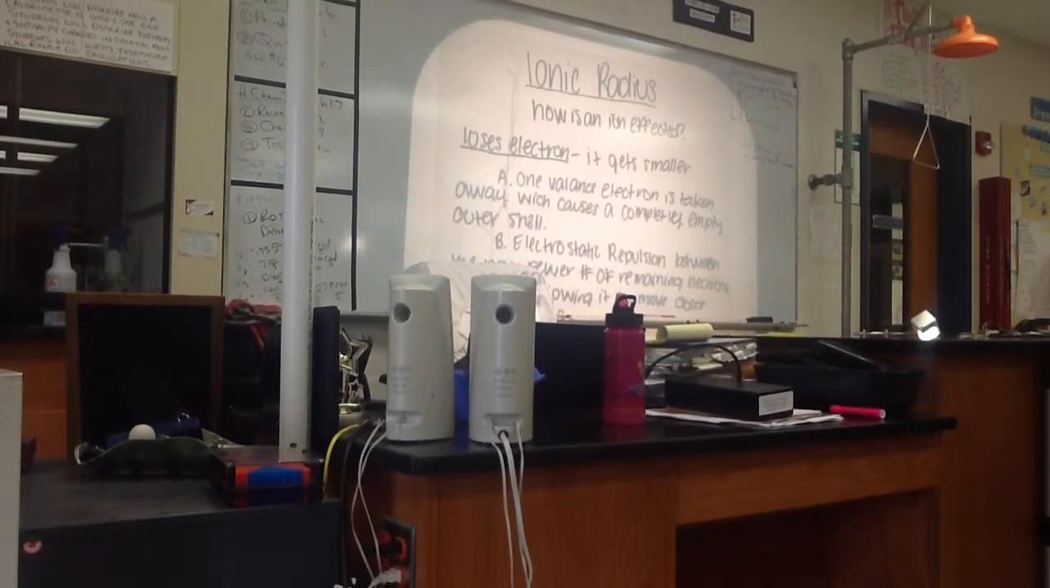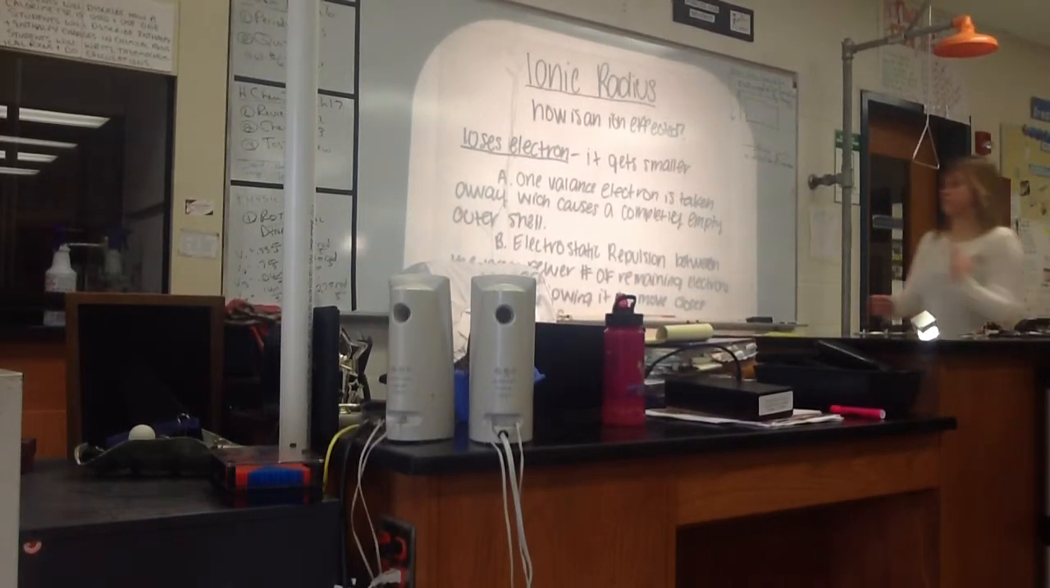Hi, I'm Anna, and we're doing ionic radius. So I know what you guys are thinking: how is an ion affected? I'm glad you asked. If it loses an electron, it gets smaller. That's because when you lose electrons, you sometimes get an empty outer orbital, which makes it smaller, as well as the electrical repulsion now has fewer remaining electrons.